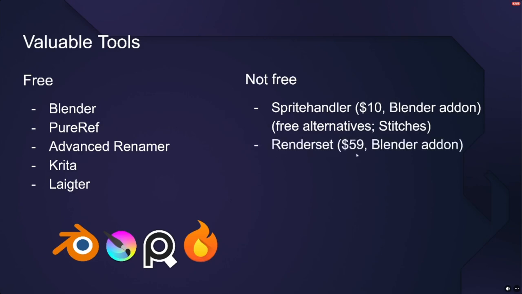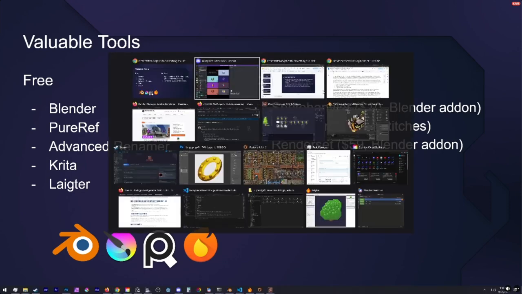Render Set is a $60-ish Blender add-on, and this one is a bit pricey. There is a cheaper personal use one. I'm listing off the $59. Let me alt tab over to here.